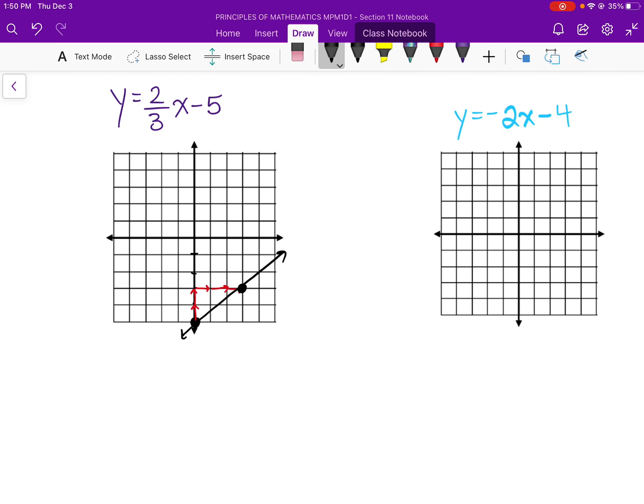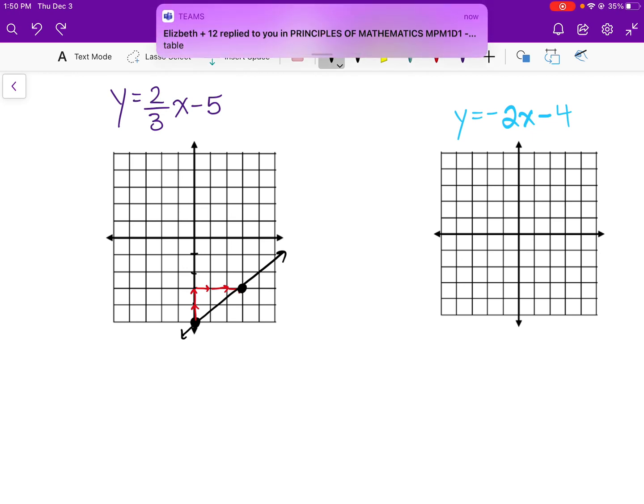I feel like something else could work. Rhymes with cable. Nobody? Table? Yeah, Lizzie. I mean, you could make a table of values, but that seems kind of annoying. Like, for example, you could sub numbers in for X and figure out what Y equals. Yeah, you could. Okay, but I feel like this method's easier.